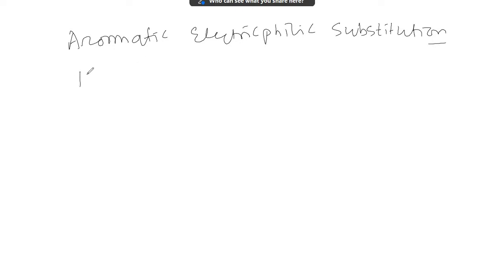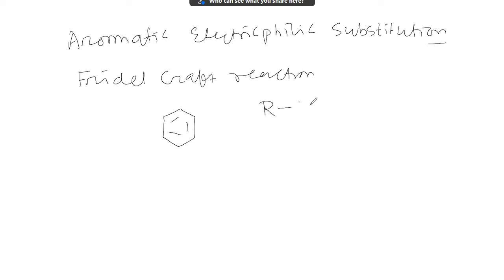Alkylation and acylation reactions are known as Friedel-Crafts reaction. For Friedel-Crafts reaction, what do we do? Benzene is treated with alkyl or acyl halide. Alkyl halide is written as RX, where R stands for alkyl group and X stands for halogen. Or you can write it this way, RC double bond O Cl. This group is called acyl group.